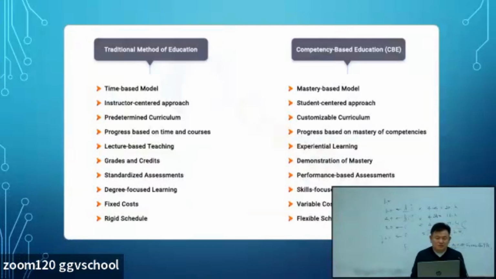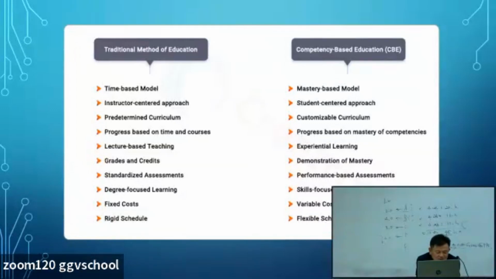Grade and credit: in the traditional education system, the output is evaluated. But CBE is a demonstration of mastery: can you do it or not, how much do you have it. The traditional method also uses standardized assessment, but competence-based uses performance-based assessment, because this is adult education and the students already know it. That's why I said last time we cannot say students, but learners.